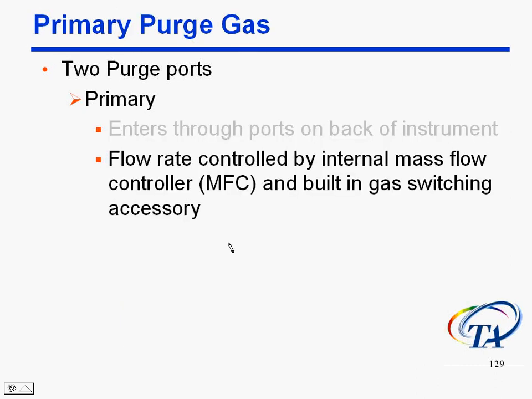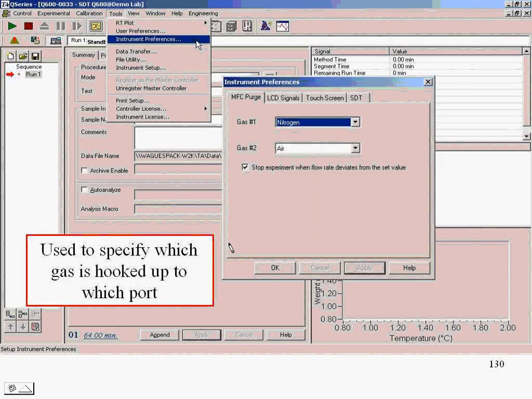The flow rate is controlled by the built-in internal mass flow controller, and that includes a gas switching accessory, so if you want to switch from gas 1 to gas 2 during the run. Now if you go into the experimental view and say Tools and Experimental Preferences, we'll get this box here. And if we go here to the MFC purge, this tells us that gas 1 is nitrogen and gas 2 is air. We use these drop downs to select which gases we've got plugged into the back of those ports that we showed. So now I would need gas 1 plumbed up to nitrogen and gas 2 plumbed up to air.